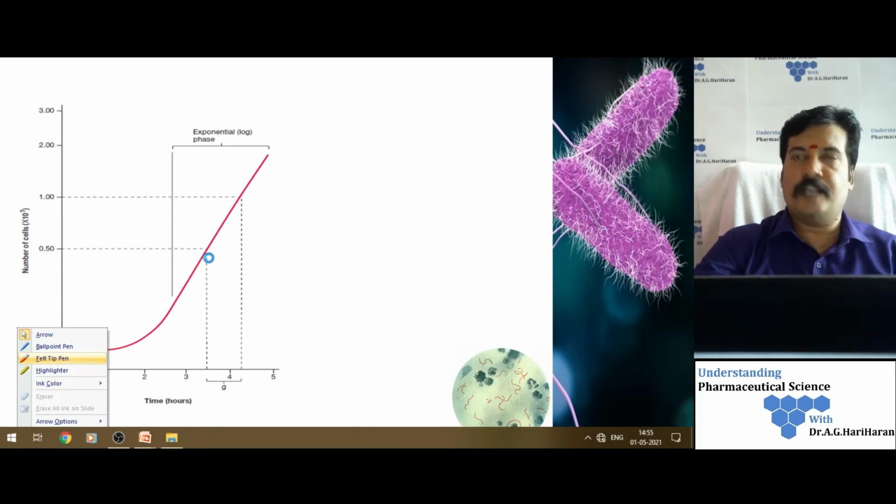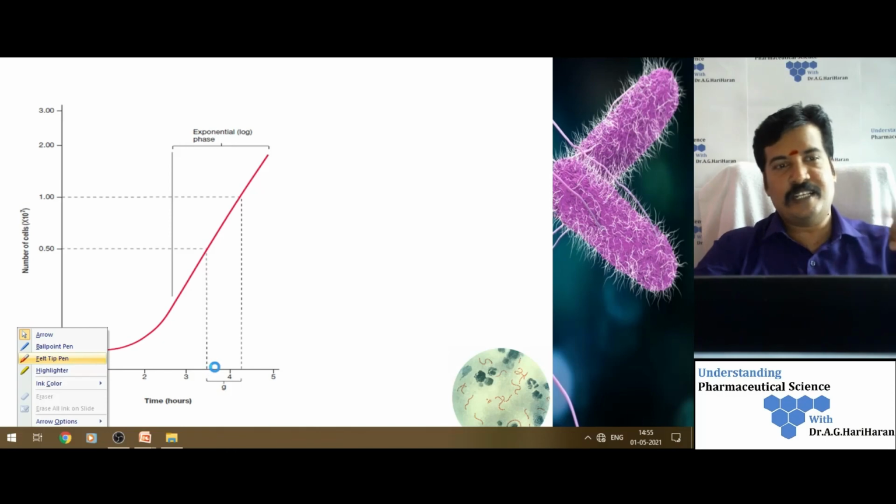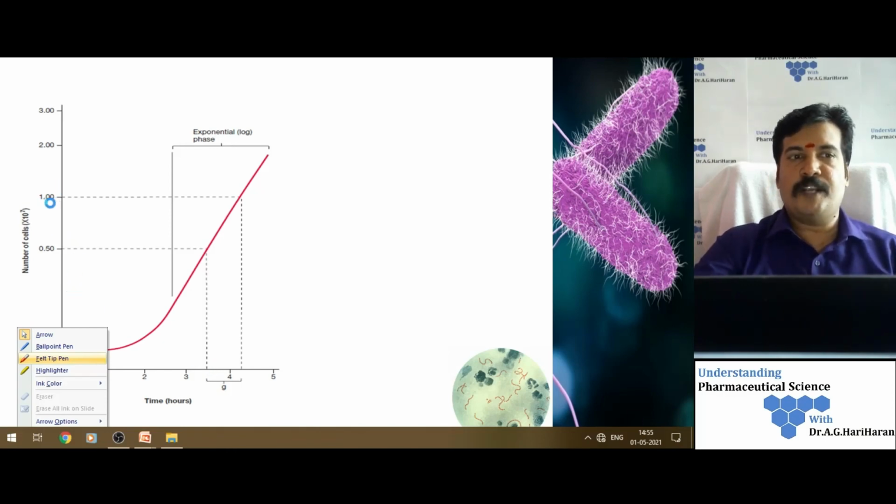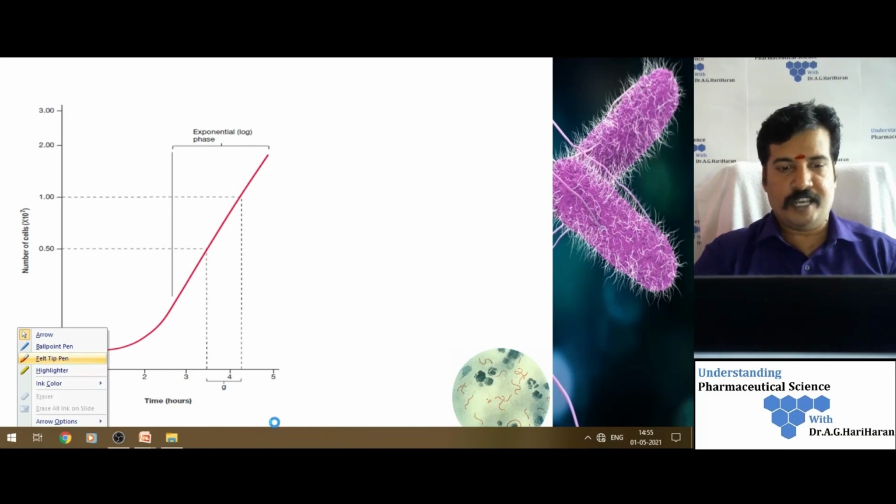The initial population, if you see, is 0.050, at a particular time I have calculated. Then 0.5 cells gets doubled, that is 1.0, right? So these 2 points I have marked. This is the initial point 0.50 and this is the second point, that is 1.0. So the time between these two points is the G. That I have calculated directly.